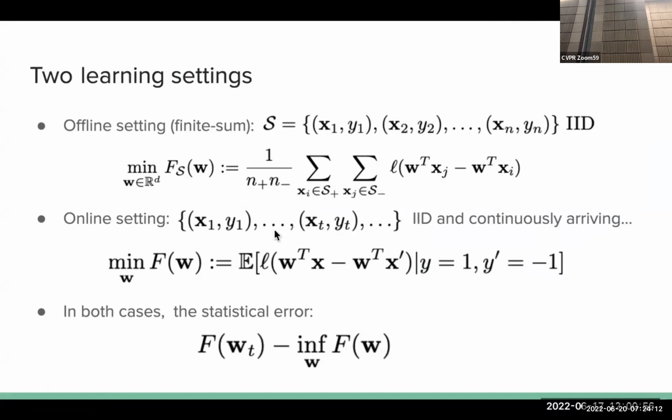The second type of learning setting is online learning setting. So in this case, the data is arriving continuously according to an unknown distribution. And in this case, AUC maximization is formulated as a minimization of the population risk, which is F(w) here. In both cases, the theoretical studies focus on the statistical error. That is the population risk of w_t, where w_t is the output of your optimization algorithm, minus the least population risk.